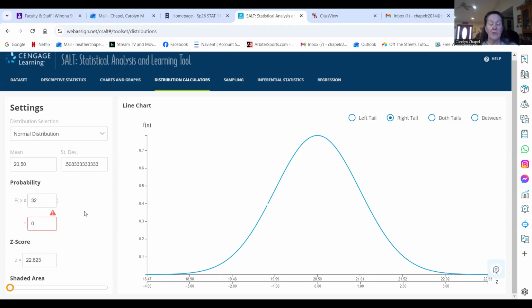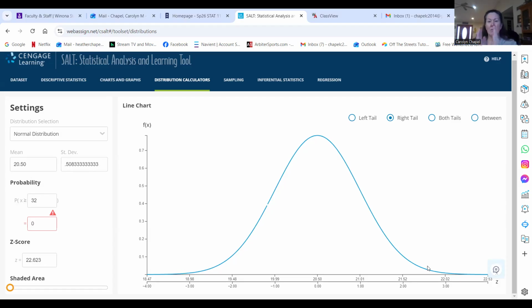And you're thinking, okay, did I make a mistake? Well, what I would then do is look at my z-score. And we get a z-score of 22.6. You could guess this: take our 32, subtract the 20.5, divide by our standard deviation, which is 0.5. That's a big number, 22. So that means we are 22 standard deviations away from the mean.